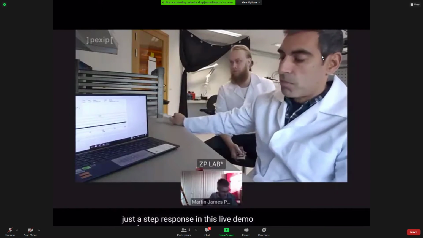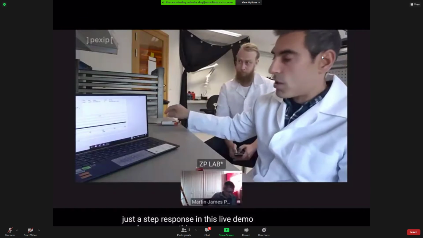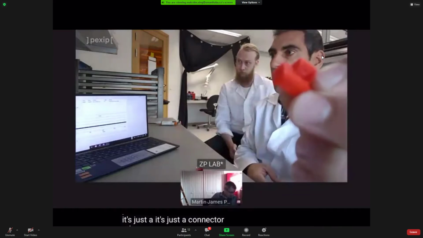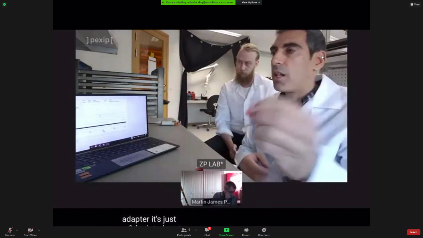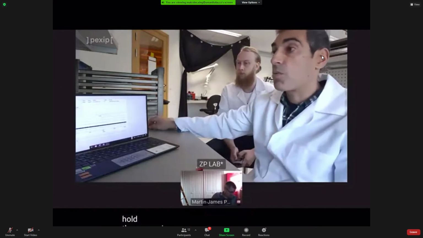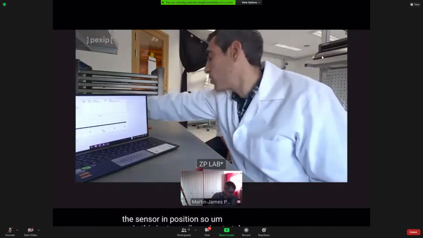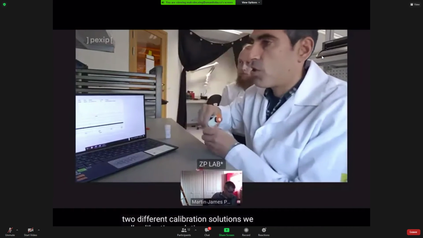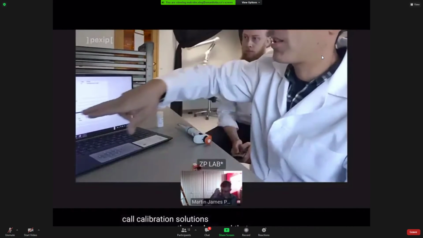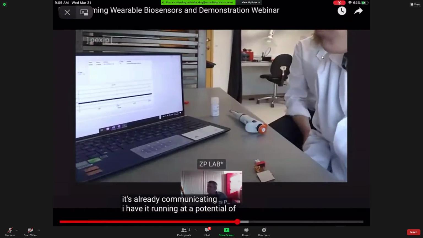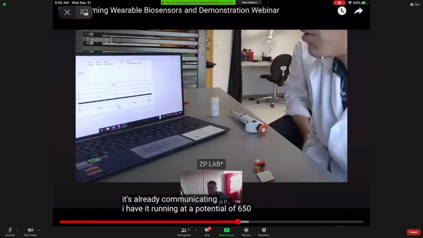On this red bit that you see is just a connector adapter. It's just a 3D printed part adapter in order to hold the sensor in position. In this instance, I'm going to take two different calibration solutions, glucose calibration solutions. You can see on the background that it's already communicating. I have it running at a potential of 650. That's all based on potential of voltage. So they need a kind of calibration.